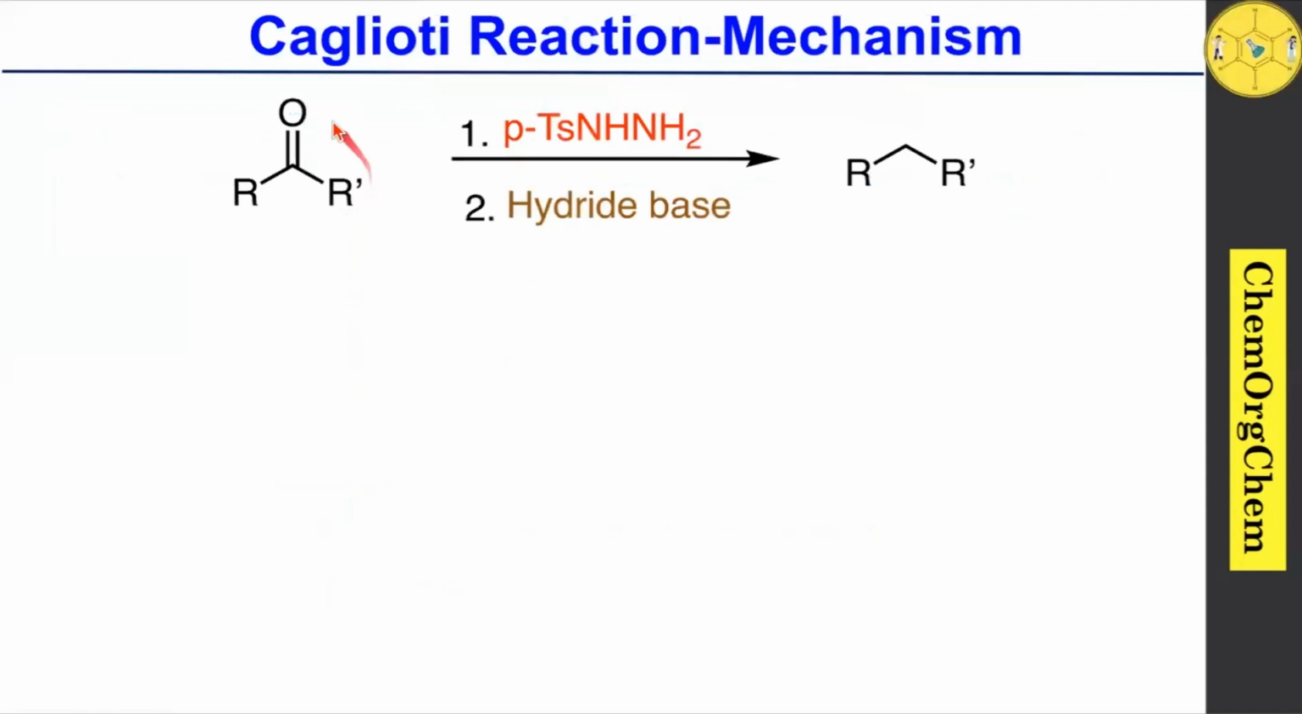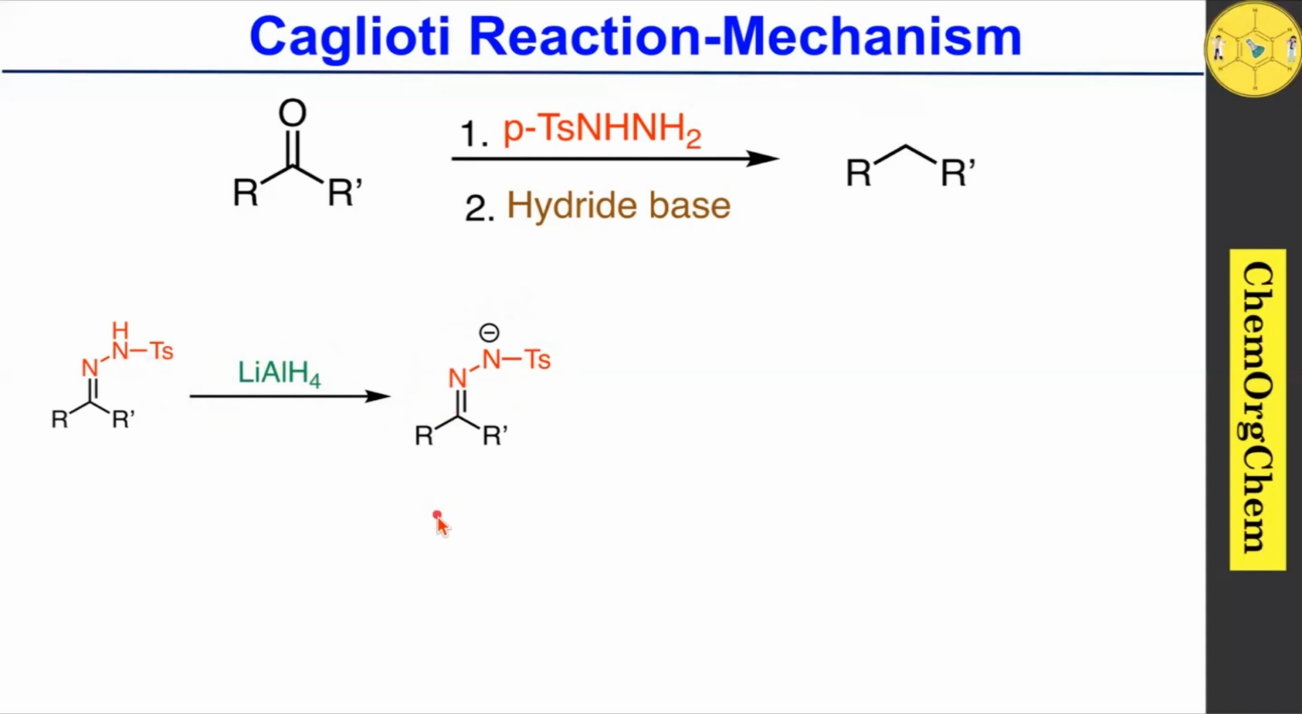Initially, the carbonyl compound reacts with para-toluene sulfonyl hydrazide to produce the corresponding tosyl hydrazone. Now these tosyl hydrazones react with a suitable hydride base. In the general Caglioti reaction, we need lithium aluminum hydride, which acts as a base as well as a reductant. So now you can see that lithium aluminum hydride initially acts as a base that takes the proton from this NH, producing this corresponding intermediate.